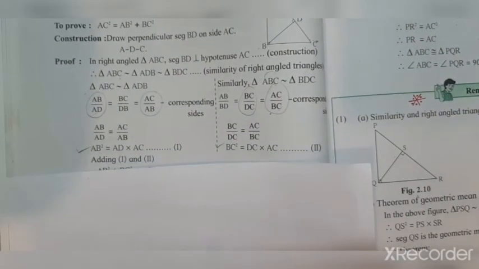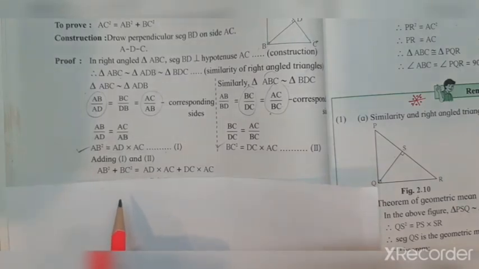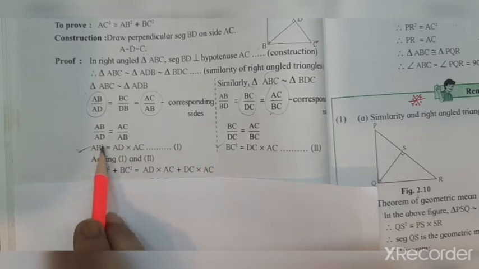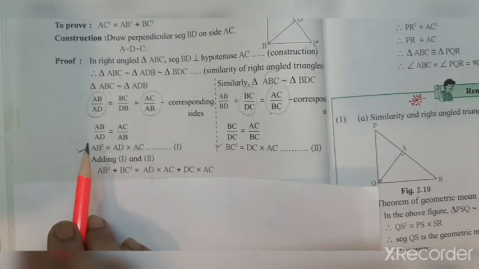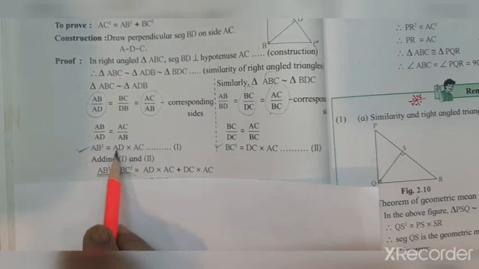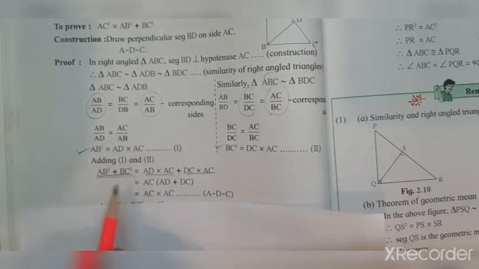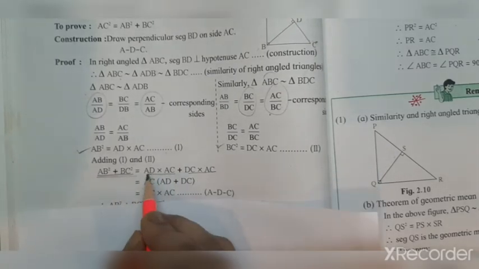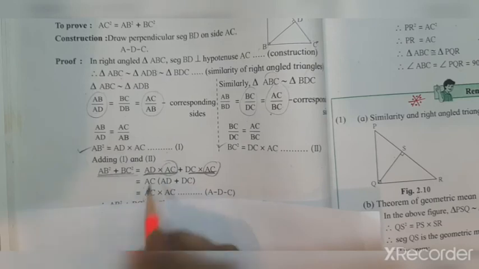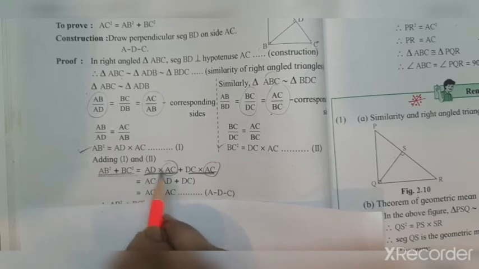Now both the statements, first and second, we are going to add. Add the left hand side and add the right hand side. So AB square plus BC square, since AB square is on the left hand side and BC square is also on the left hand side. On the right hand side, we have AD into AC and DC into AC. AC is common, so we take this AC out, and what goes inside the bracket is AD plus DC.